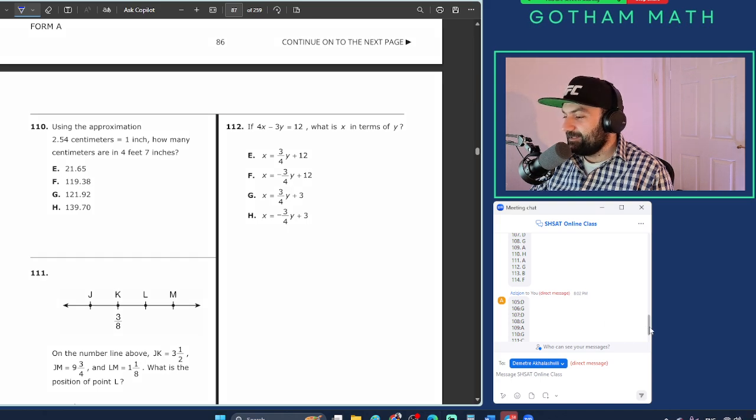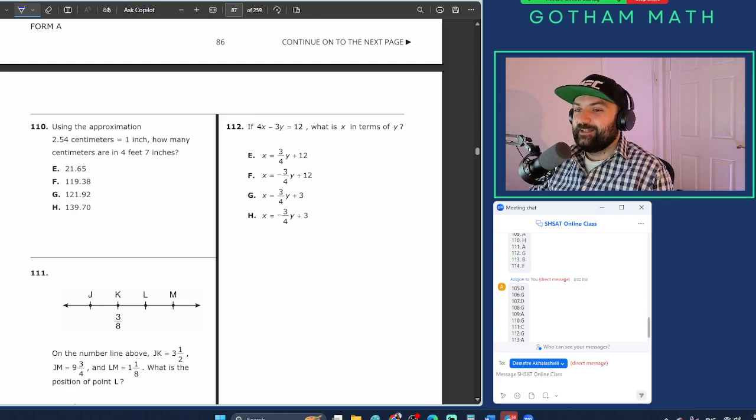Alert that not one of you will get it wrong because the answers are different. 110 is H. Dimitri got it right, and Aziz John got this one wrong. Let's see. Using an approximation, 2.5 centimeters equals 1 inch. How many centimeters are in 4 feet? Oh my God. This one's easy. Well, I just estimated.